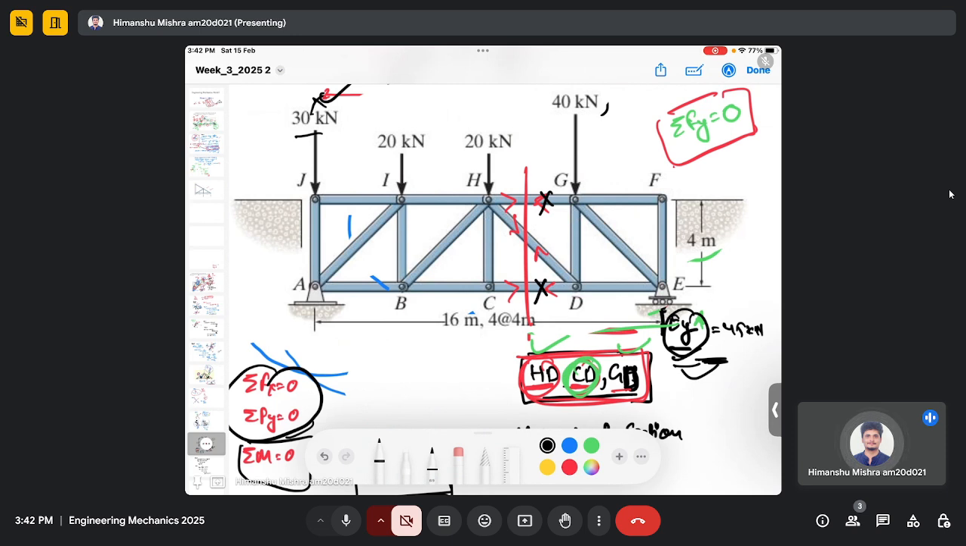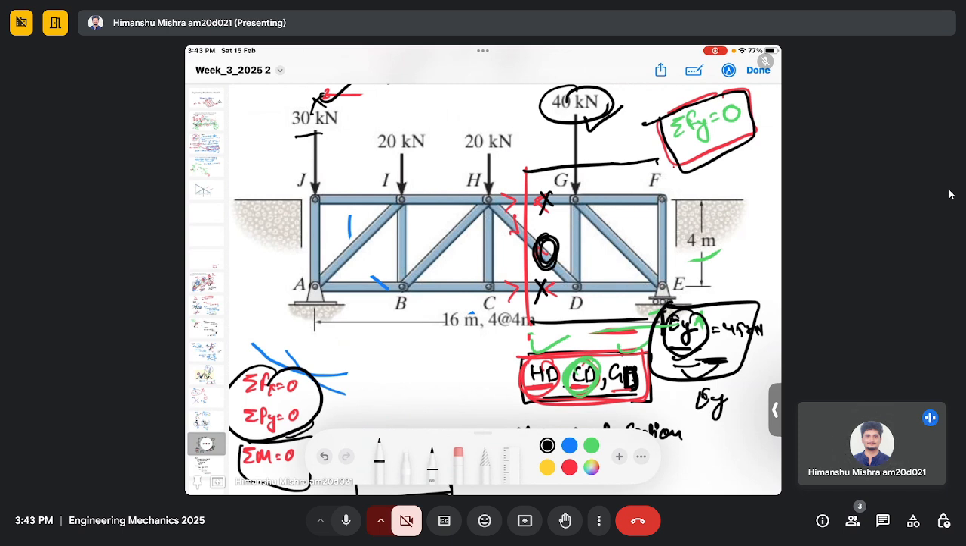We only need to consider the force 40 kilonewton, the y component of force HD, and the reaction force EY, right? And we are only concerned about the right side of the truss because we made a cut and differentiated the truss into two sides. So on the right side we have only 40 kilonewton, reaction force EY, and the y component of HD force, which is in the y direction. So when I write down the equation, which is summation of force in the y direction equals 0, I have to consider only three forces.